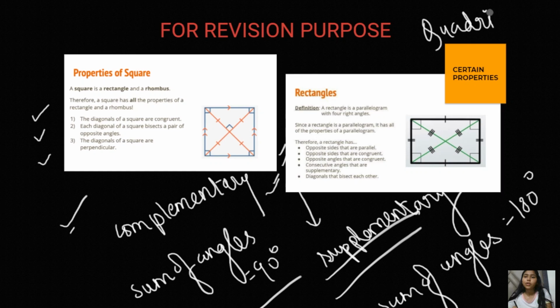I hope you enjoyed learning about quadrilaterals. In the next session we'll learn about circles and construction part 2. So for today it's done. This is what we meant by quadrilaterals: the types of quadrilaterals, the properties of quadrilaterals, and the theorems of quadrilaterals.